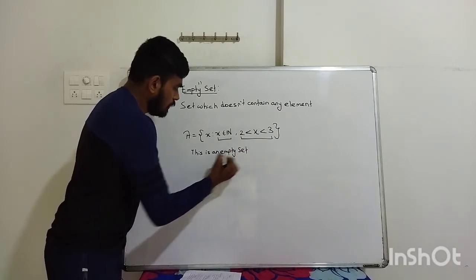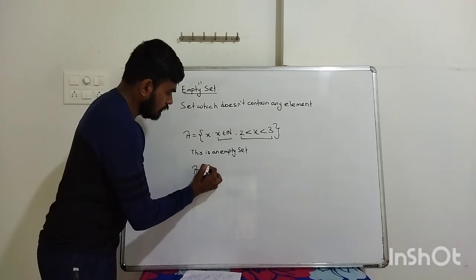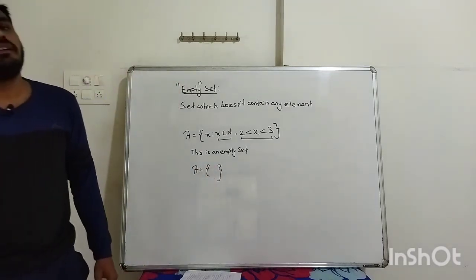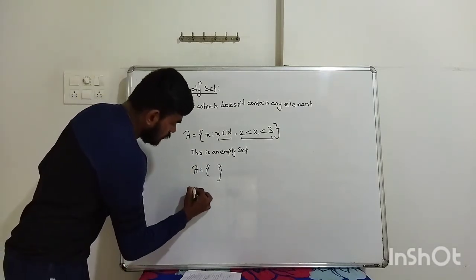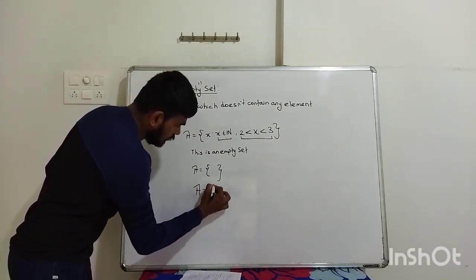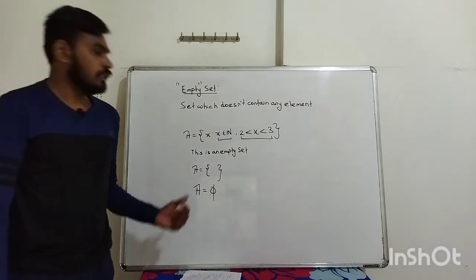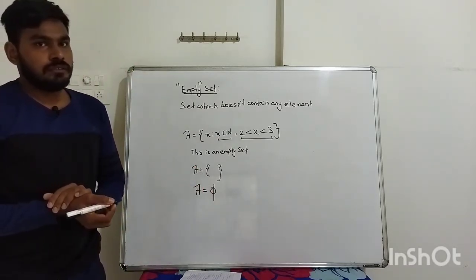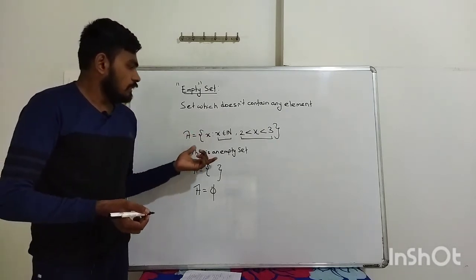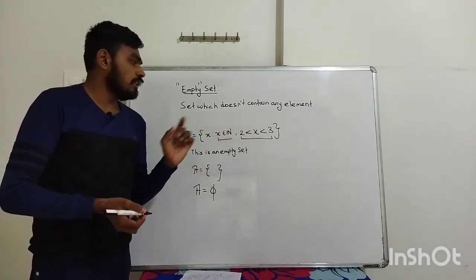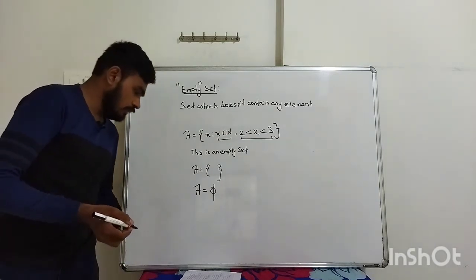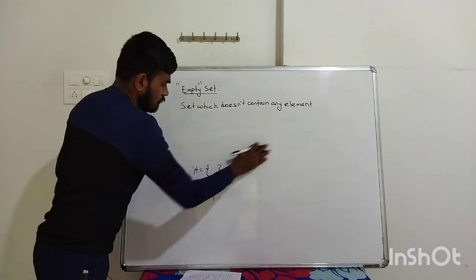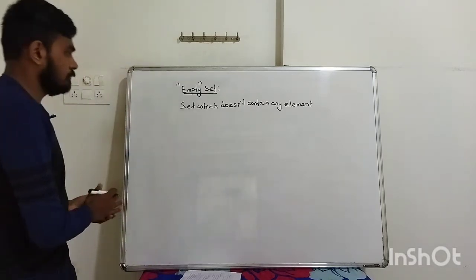And in roster form, how do we write it? Like this. Don't put anything inside. This is one way, or we also denote the empty set like this. This is another way of denoting an empty set. So an empty set is a set which doesn't contain any element. I'll show you one more example.